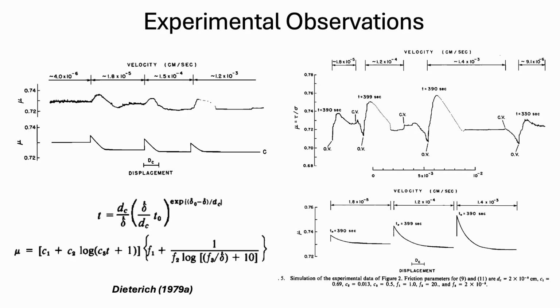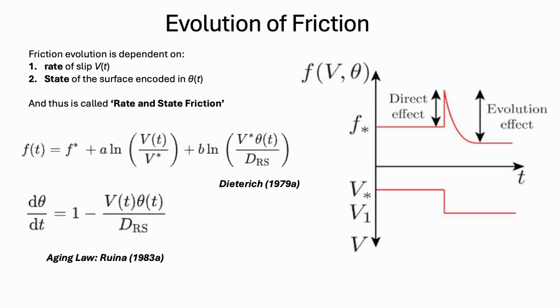And in the caption over here you can see all the free parameter values that were generated by doing a best fit curve. So the empirical model does a really good job and tells us how friction is dependent on the velocity or slip history. This is a very important term that we should remember for subsequent slides: slip history. Friction is a function of the history of slip.